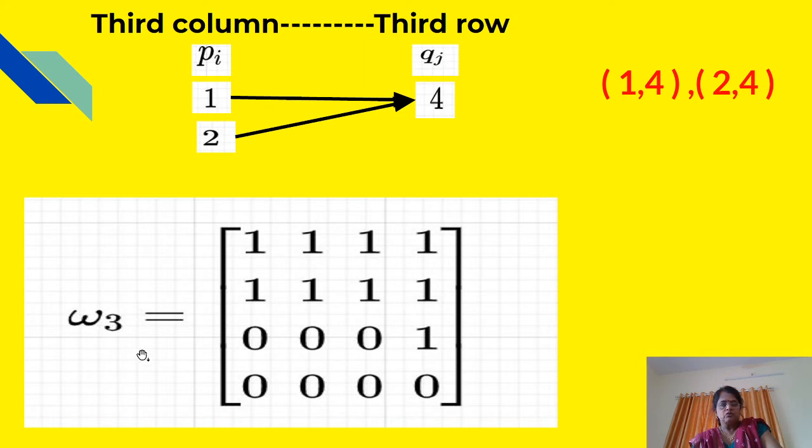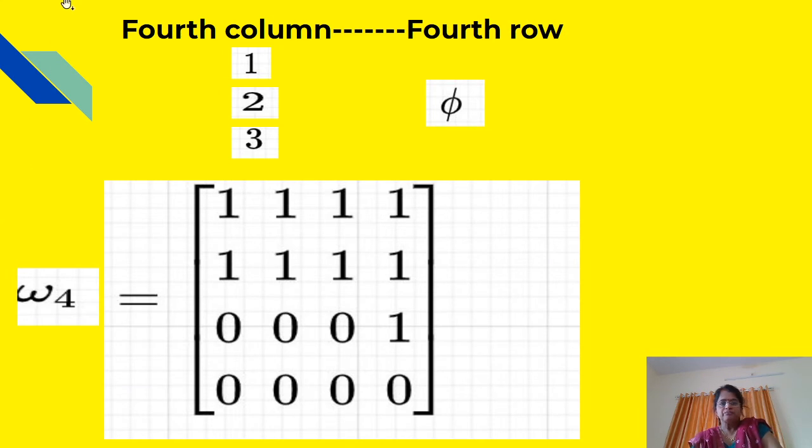At that time, we have to consider the fourth column and fourth row. Now, in the fourth column, there are ones in the places 1, 2, 3. And in the fourth row, there are no ones. And therefore, in Pi, there will come 1, 2, 3. In Qj, there will be only 5. But we can't create the pairs here because this is an empty set. And therefore, our W4 will be as it is W3. There will not be any addition of ones.